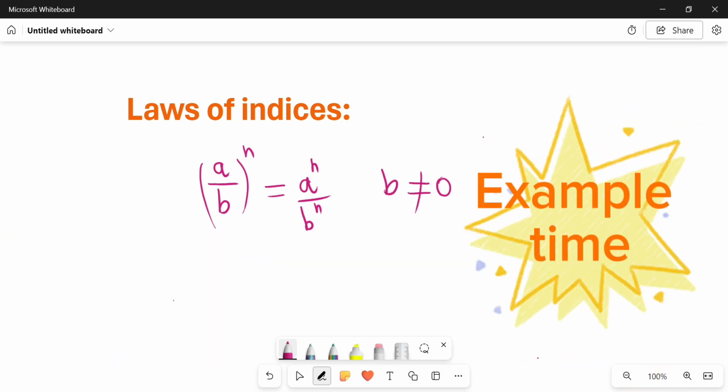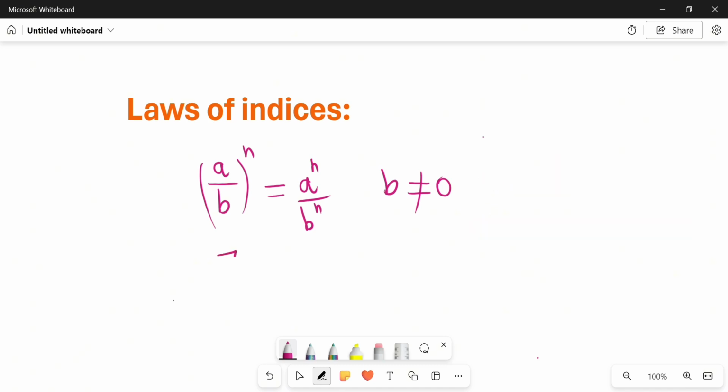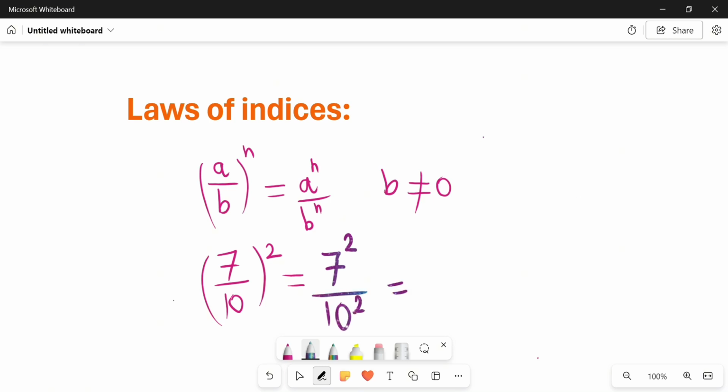Let's take an example of that. If we have 7 over 10 raised to the power of 2, we need to distribute the power for the top and the bottom number. So it would be 7 to the power of 2 divided by 10 to the power of 2. 7 to the power of 2 is like 7 times 7. And then 10 to the power of 2 is like 10 times 10.